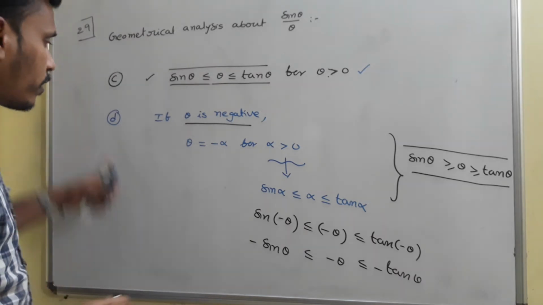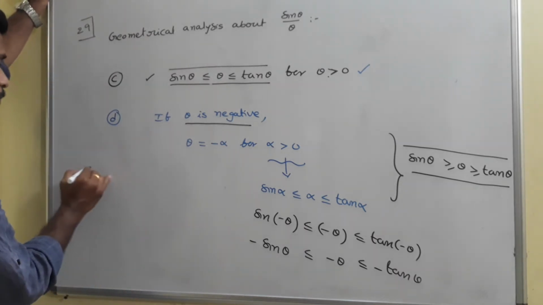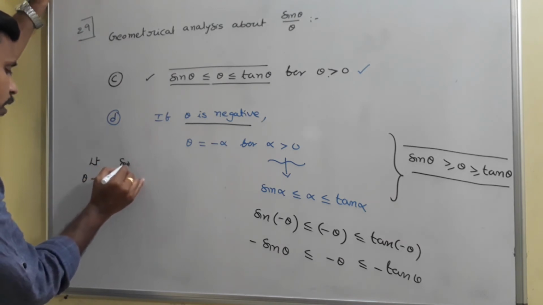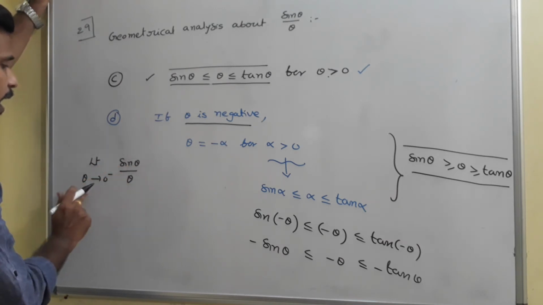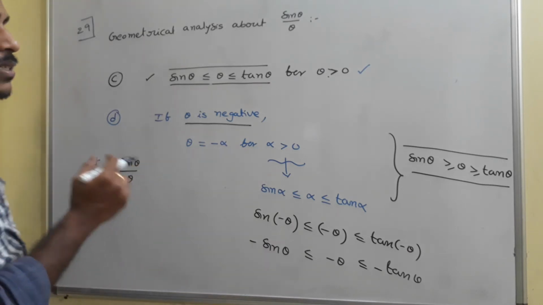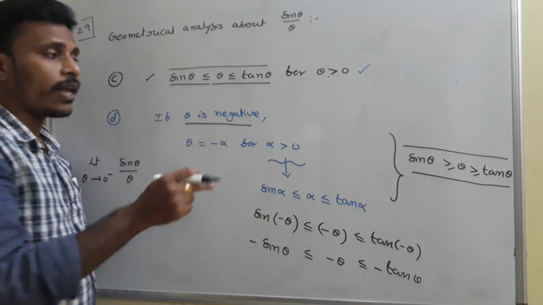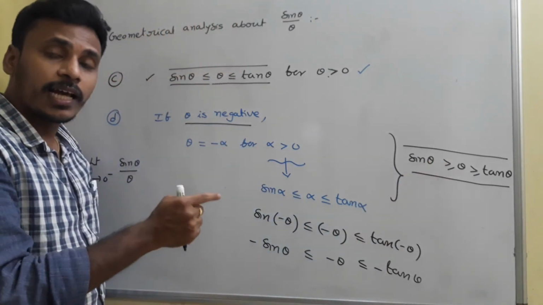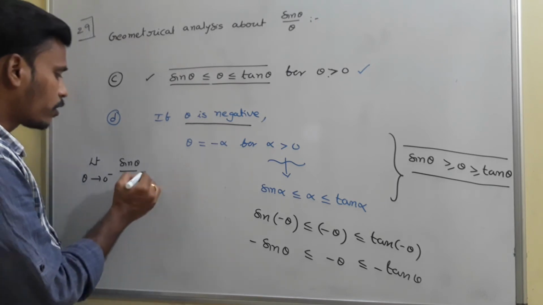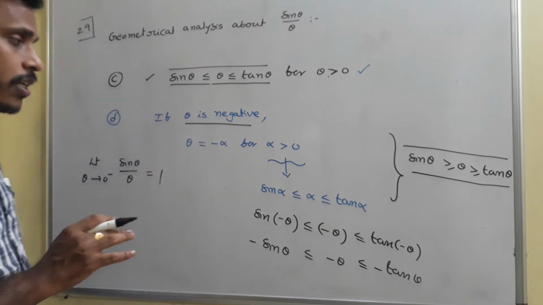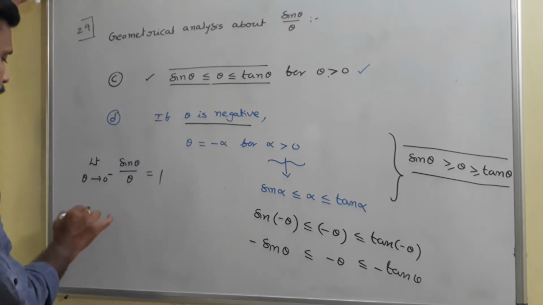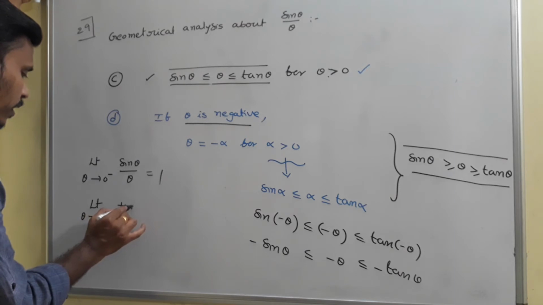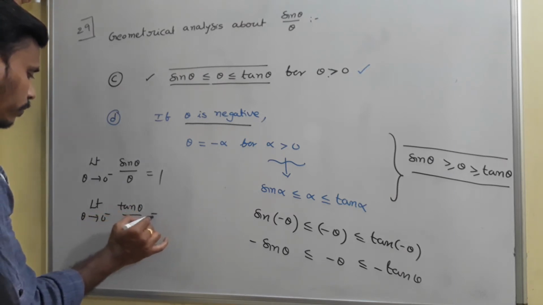For suppose I will mention here because of the space. Limit theta tends to 0 minus sin theta by theta. See, as theta is tending to 0 minus, in the sense theta is negative. If theta is negative, then in that case also sin theta is greater than or equal to theta, but sin theta is tending to theta only. So the limit value is 1 only. There is no change in the limit value. And limit theta tends to 0 minus tan theta by theta is also 1.